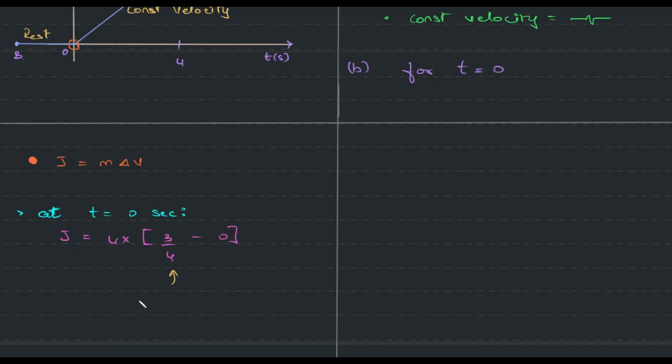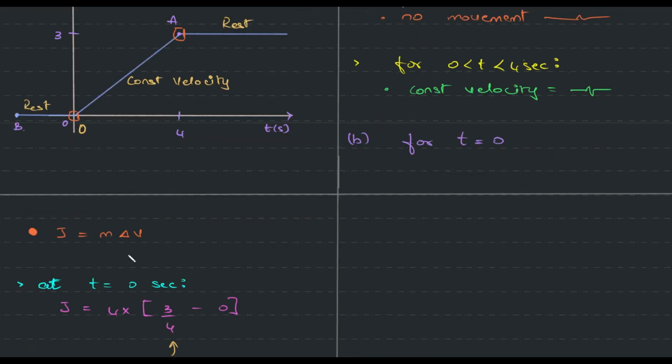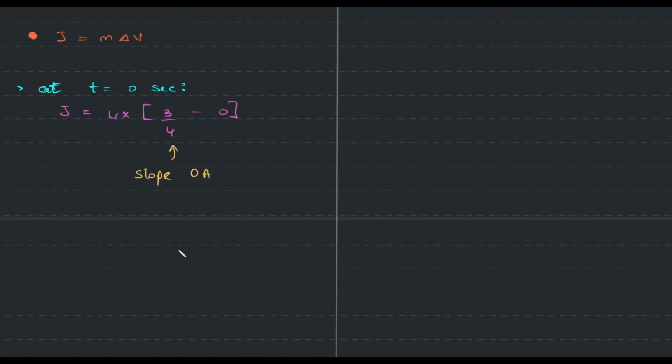This I calculated with the help of the slope of OA. This is 0 also and this is O also. That is the new velocity, and this will be 3 kg meter per second. That's the impulse at t equal to 0 second.